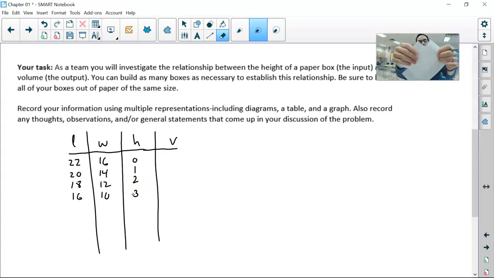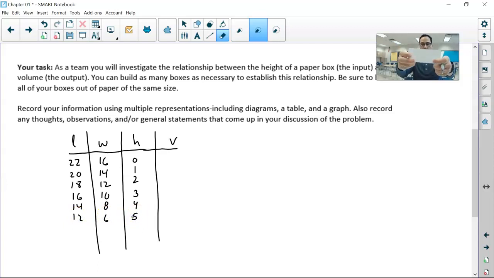We took a 4 by 4 out of each side. So our length is now going to be 14. Our width, if we count, is going to be 8. And our height, when we fold, is going to be 4. There's our new box. Now, when we take 5 out of each side, our length is going to be 12. Our width is 6, and our height is 5.